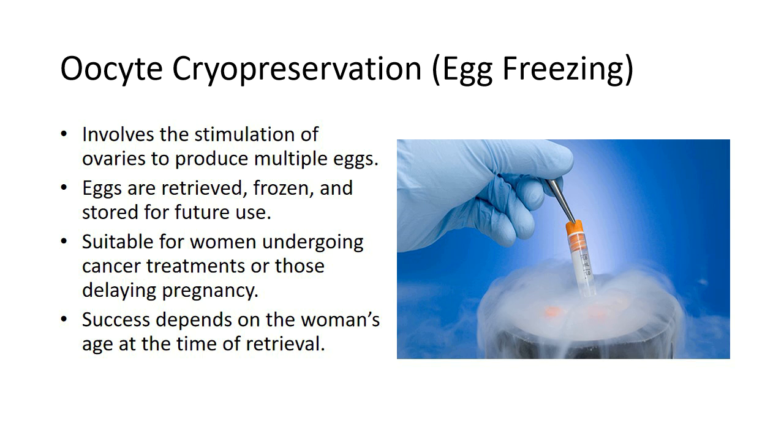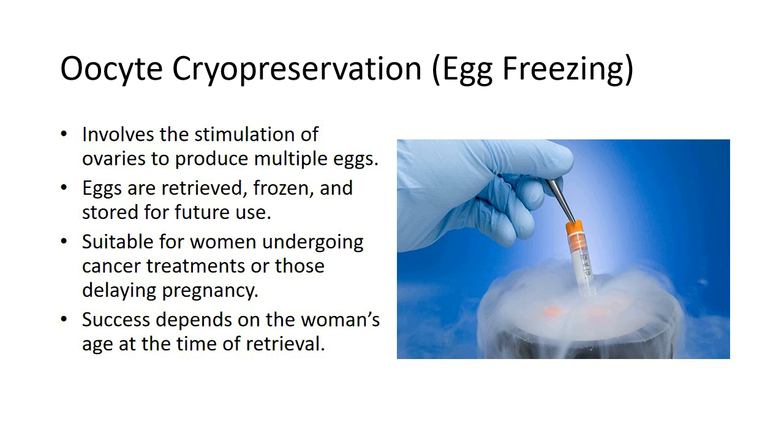Egg retrieval, aspiration. Once the eggs are mature, they are retrieved in a minor surgical procedure called aspiration. The procedure is done under light sedation, and the eggs are collected through the vagina using a needle. Freezing. The mature eggs are then frozen using vitrification, a rapid freezing technique that prevents ice crystal formation within the cells, thus preserving their viability.